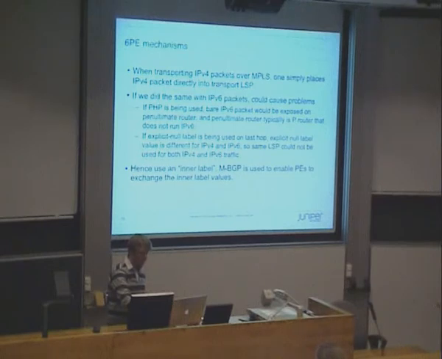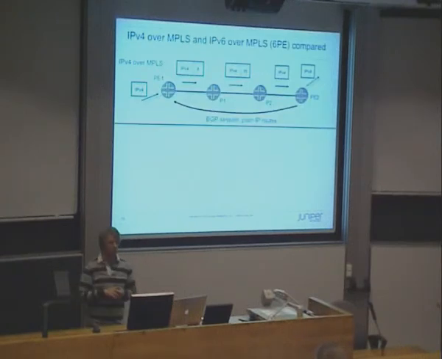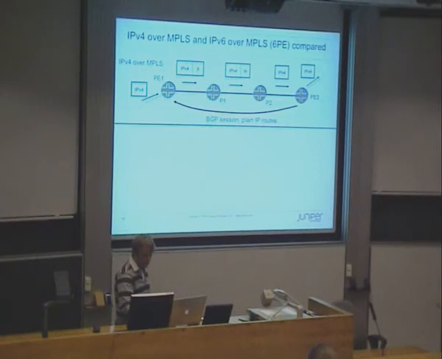So this is the scenario with IPv4 over LSPs. So we have an IPv4 packet going through the LSP, and the labels are swapped on each hop. And as you can see, between P2 and PE2, there's only an IPv4 packet because there's an explicit null or implicit null label used, and it works with IPv4 but not with IPv6 in case you haven't enabled IPv6 in the core.